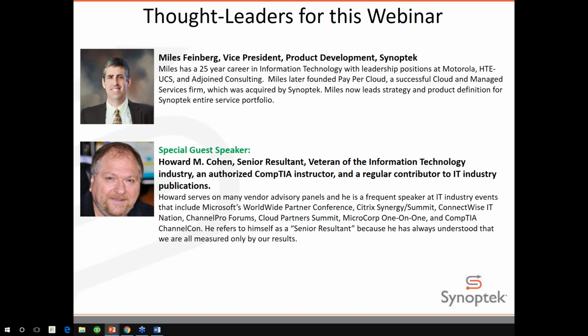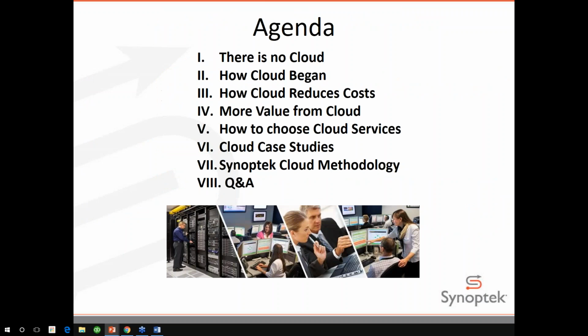Howard? Yeah, thanks, Miles. I'd like to start off with our agenda for today's presentation. As Mike pointed out, we're talking about how to select the cloud services that best fit your specific needs. And at the end of this, hopefully you'll also come away realizing that there's no mystery in cloud. Cloud is a very pragmatic, very cost-effective way to manage IT and get done the things we need to get done.